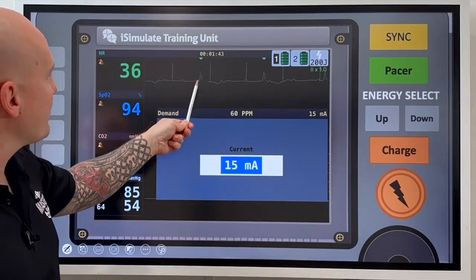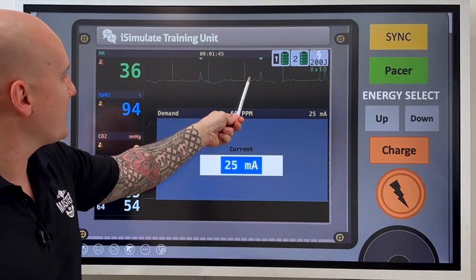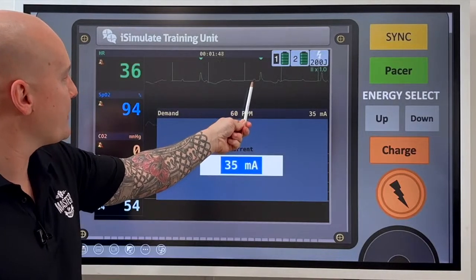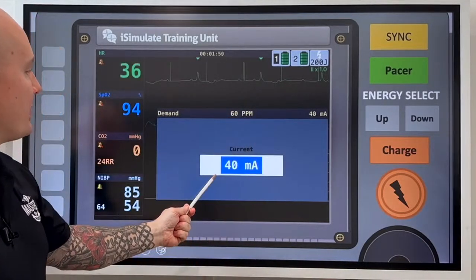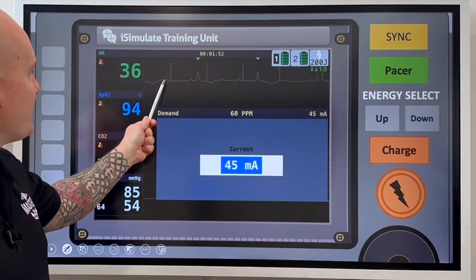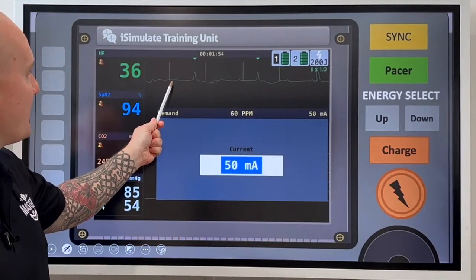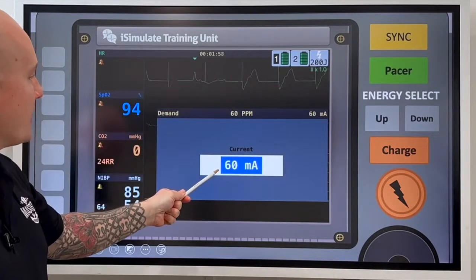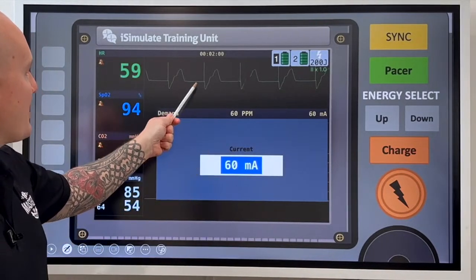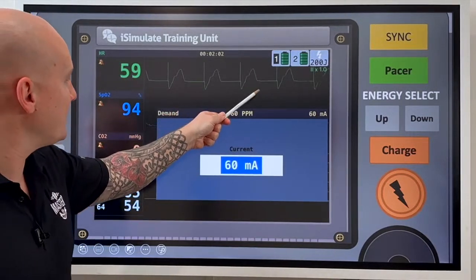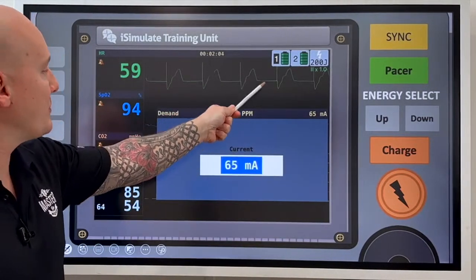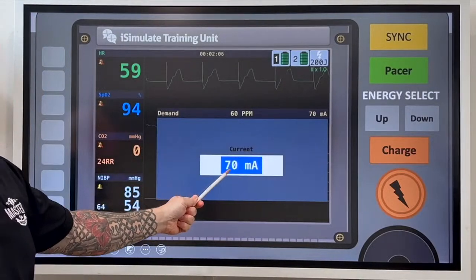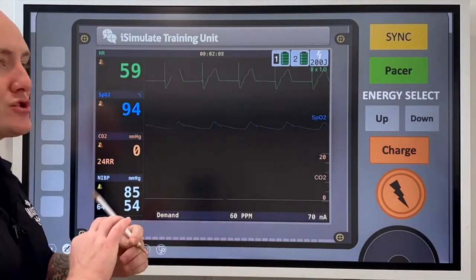And as we increase the milliamps, what you want is these pacer spikes to be right in line with the QRSs. So as we increase the voltage, you're going to notice that these pacer spikes are now going to generate a ventricular beat. Watch there. And you can start to see it as we got to 60 milliamps. We were able to generate an electrical beat that generated a physical beat as well, and then we increase it by 10 more milliamps in order to make sure that we sustain that.